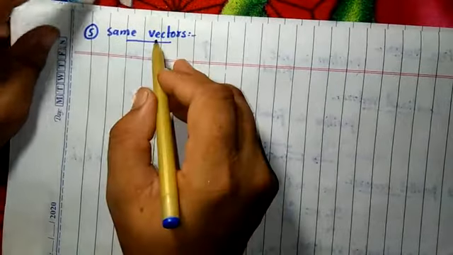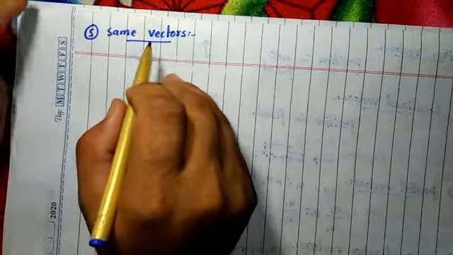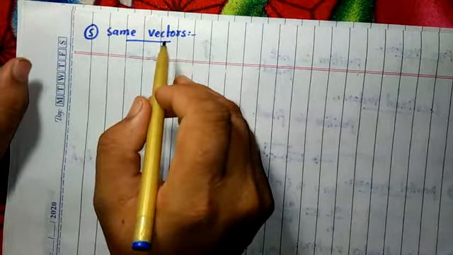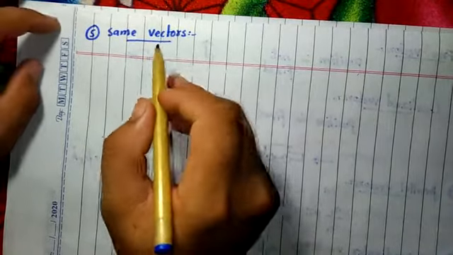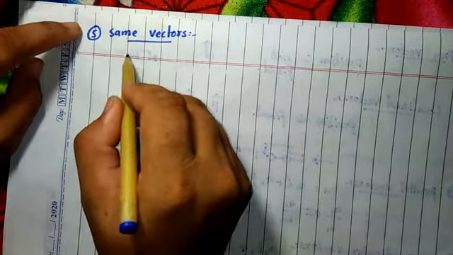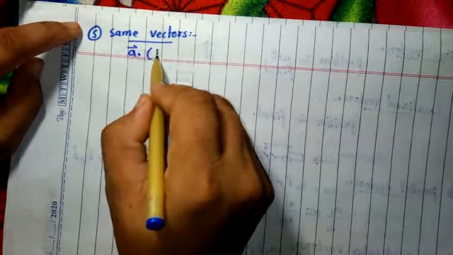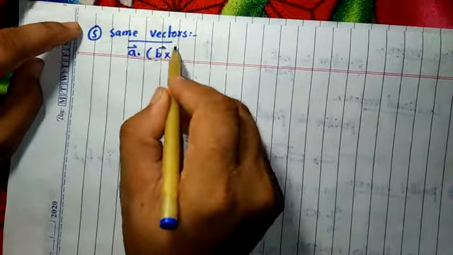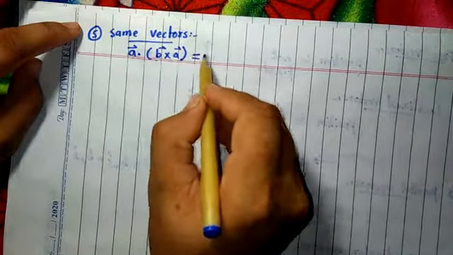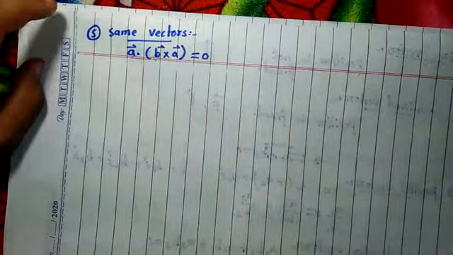Okay, we are dealing with three vectors, and if from these three vectors any two vectors are same, then their scalar triple product will be equal to 0. How? If I write A dot product with B cross A, this will be equal to 0 as A and A, two vectors, are repeating.